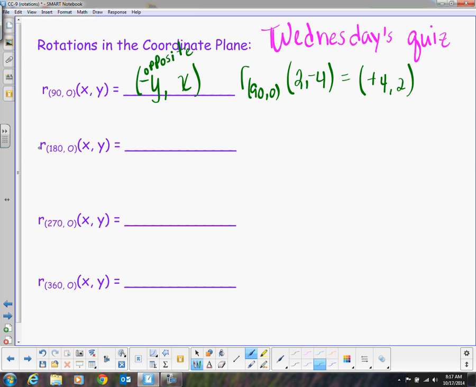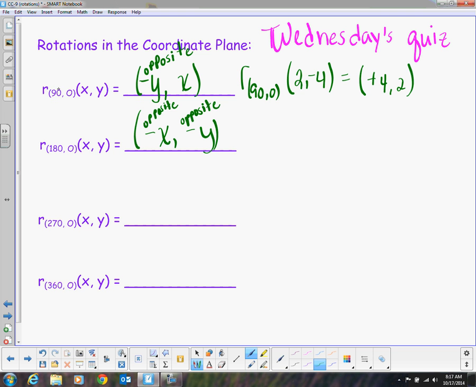All right, when you do 180 degrees, it's the opposite of x, the opposite of y. These negatives mean opposite. I don't want you to think that it's supposed to be negative. It means opposite of whatever it was. I still don't get up top where it says 90, 0, and -4 equals.